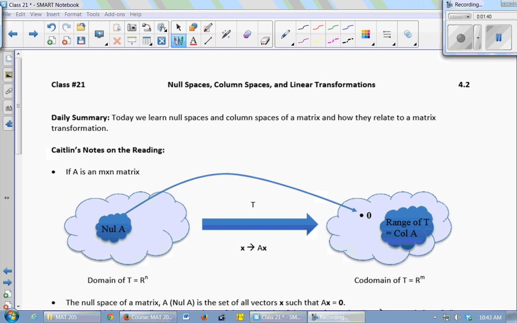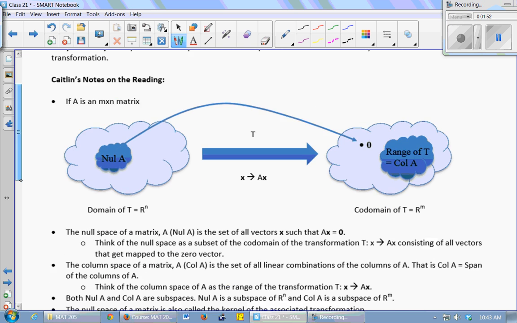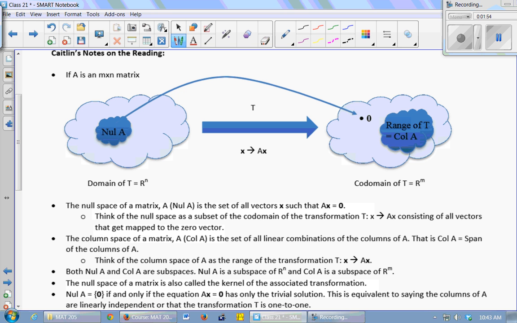Okay, so we're going to look at section 4.2 today, learning about null spaces and column spaces of a matrix and how they relate to a matrix transformation T. This picture is basically my notes on the reading, based on what the book had. I used clouds because these are spaces, so I put them in the clouds.